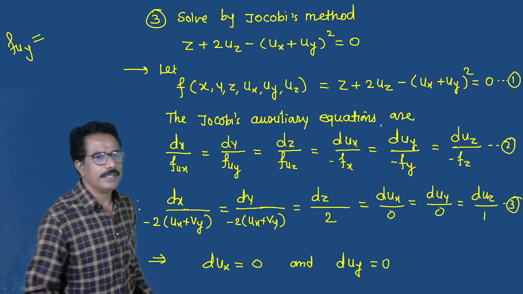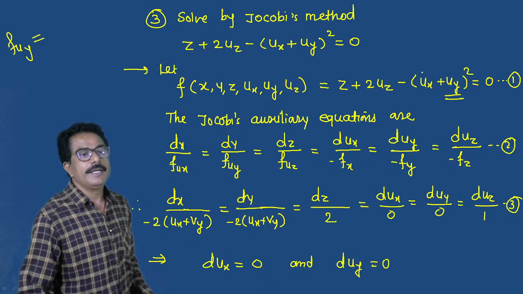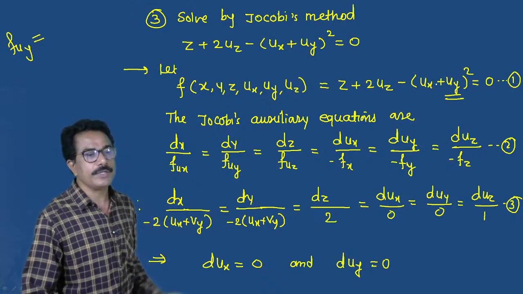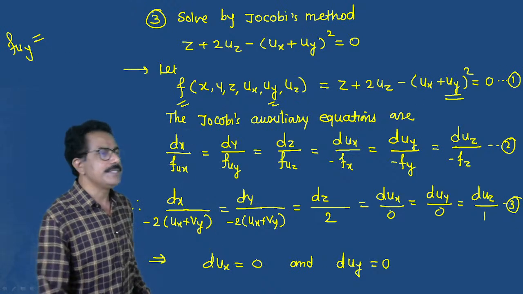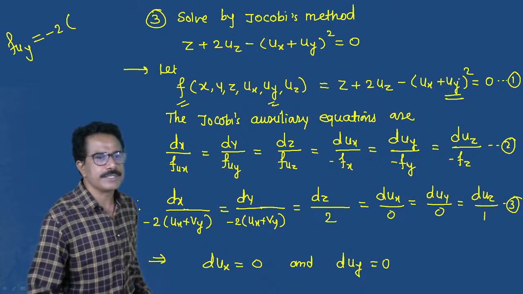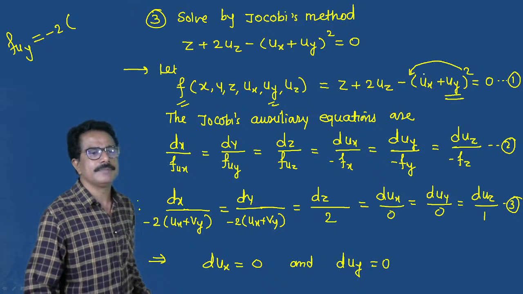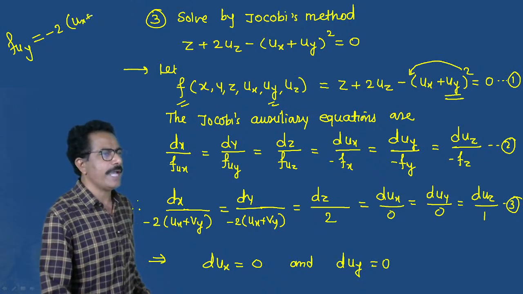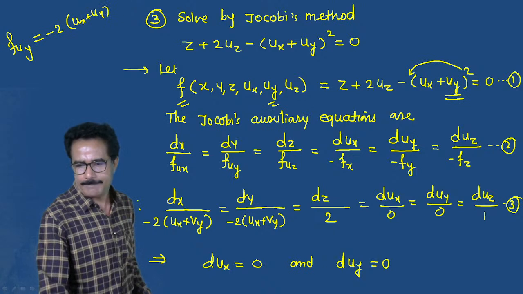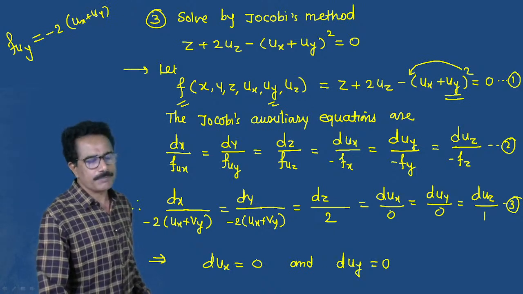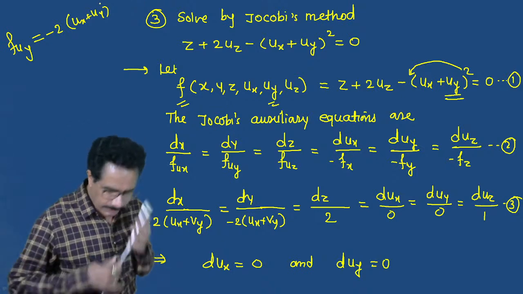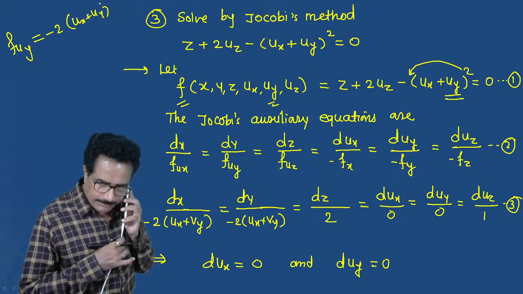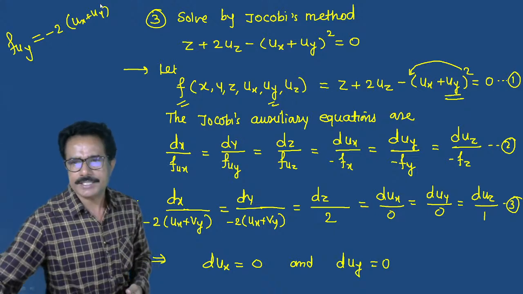Okay. Now we can write fuy. Now there is a uy, but there is a bracket square. So differentiating f with respect to uy means minus 2 times, take this bracket in multiplication, so (ux plus uy). Okay, so we can write this.